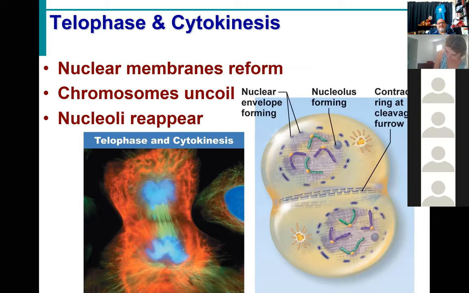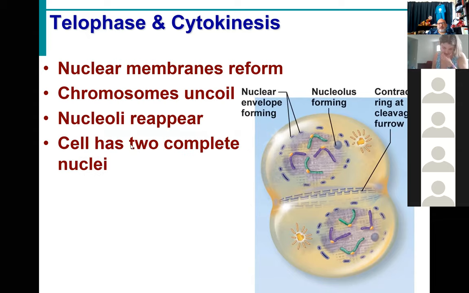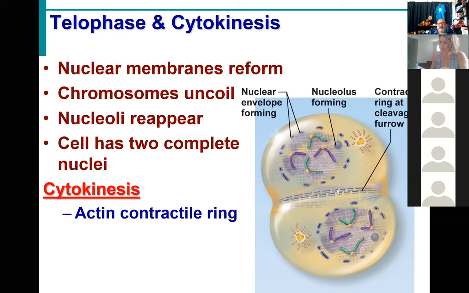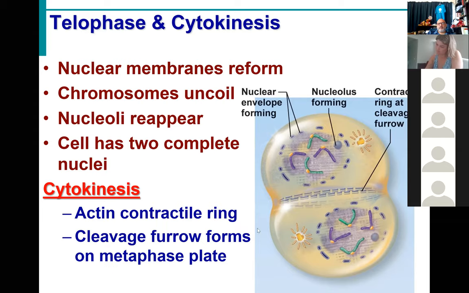That, of course, is the end of mitosis. But it is not the end of the mitotic phase, or again, cellular division. Because notice we also have cytokinesis. We now have two complete nuclei, but with cytokinesis, we need that actin ring along the metaphase plate that is going to squeeze the cell, pinching the cell, forming that cleavage furrow until ultimately it squeezes and pinches it in two, and we end up with two identical cells.